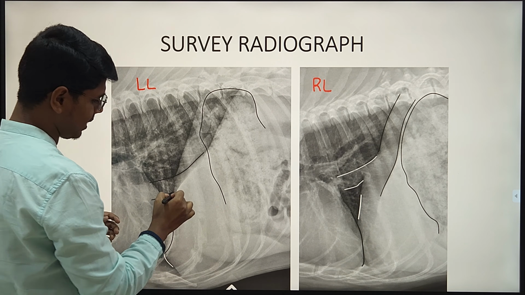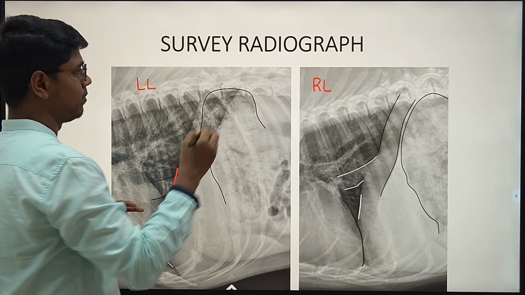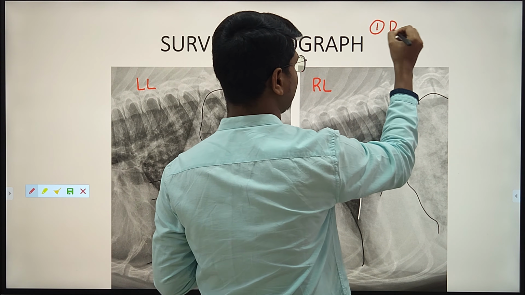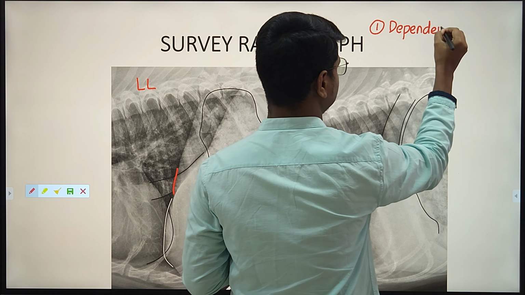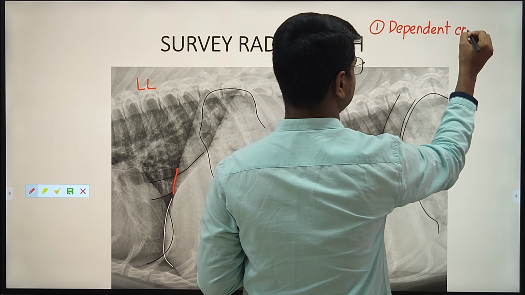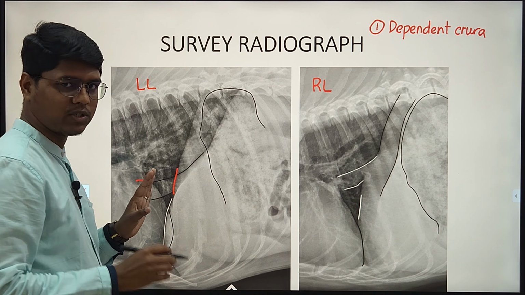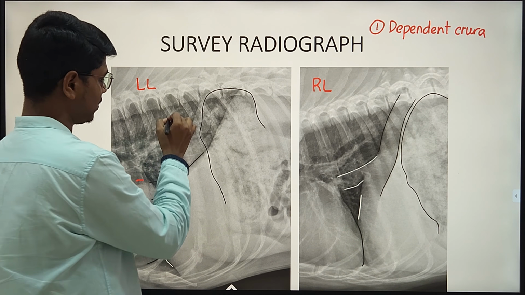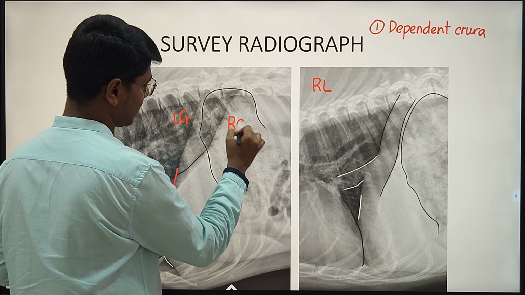So let us see. Left lateral. In left lateral, there are some basic principles. First one is the dependent crus. The dependent crus will always be cranial. Like here, this is left lateral, so the dependent side will be the left side. So the dependent crus is the left crus. So this is the left crus and this is the right crus.